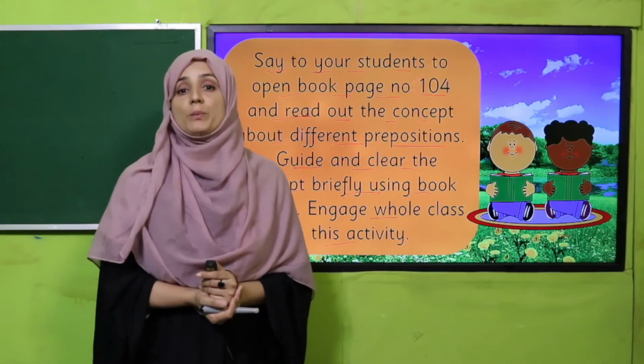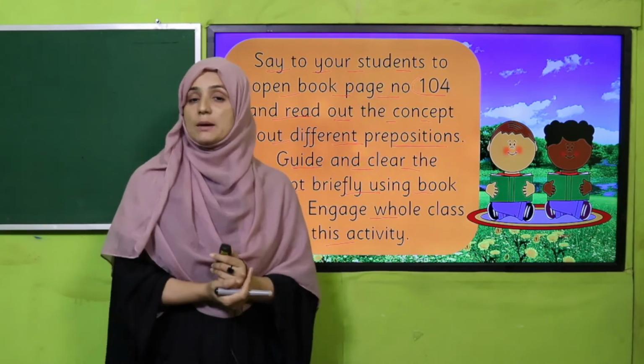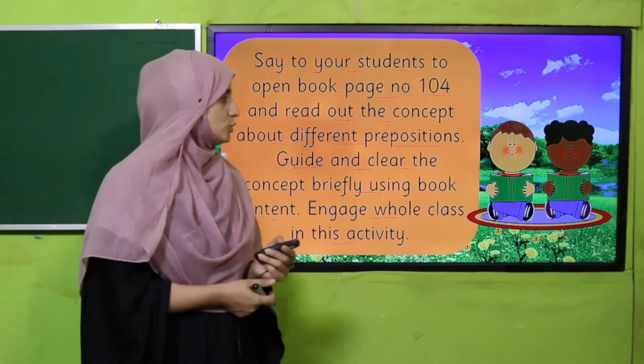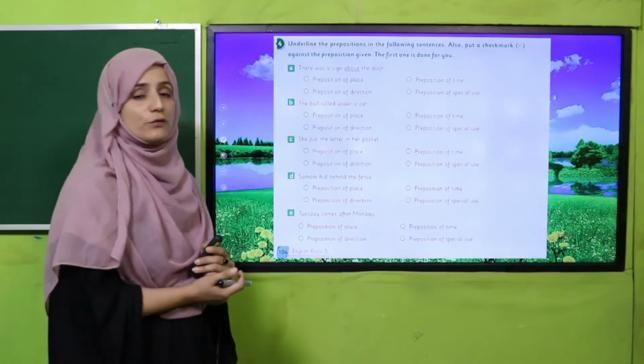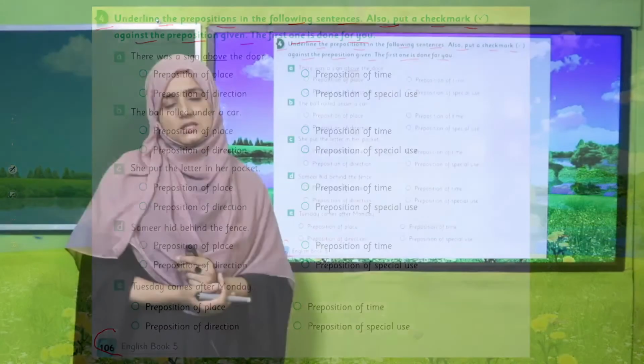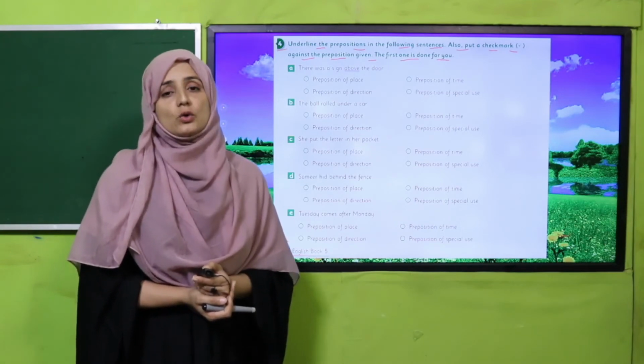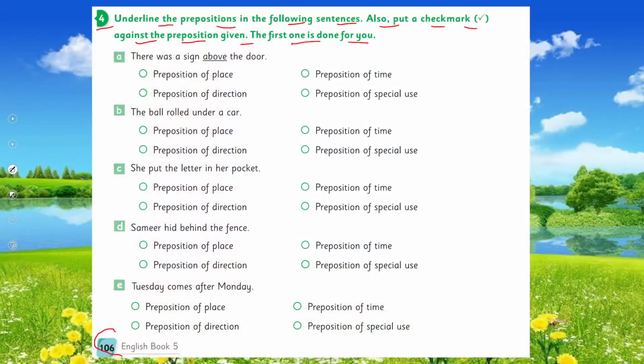Excellent job, and I hope now you have a strong concept because there were a lot of examples. Okay, good job. So now it's time to perform an individual activity in your class. Page number 106, question number 4 is there. Underline the prepositions in the following sentences. Also put a check mark against the preposition given. The first one is done for you. So this question number 4, this worksheet you will do personally in your book. I am waiting for you. Pause the video and perform it.